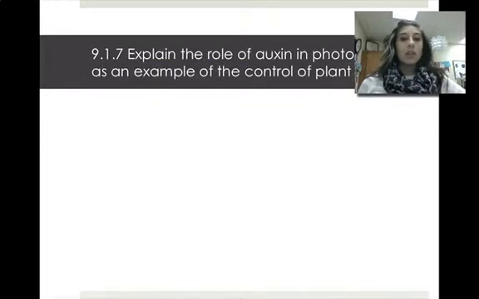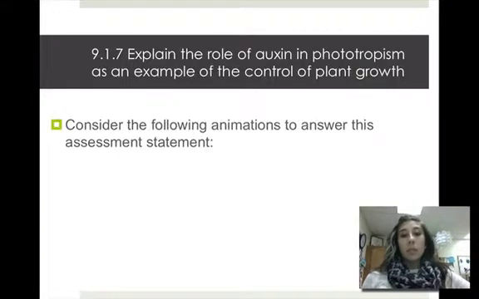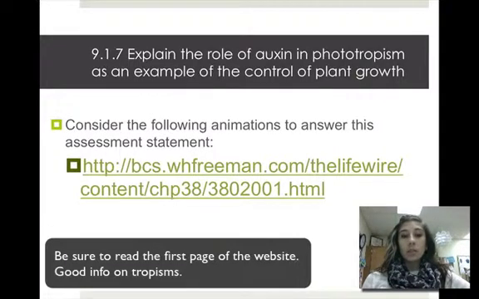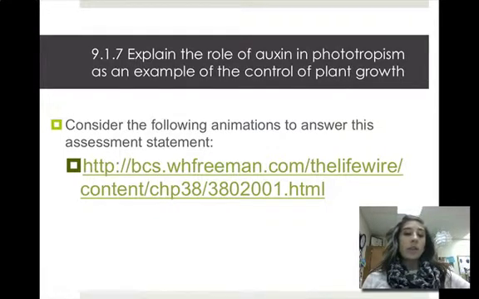And lastly, you're going to be looking through an animation from this website, so make sure that you pause this and write down this URL so you could type it in, and you're going to look at what a tropism is and what phototropism is. I'm sure that you can guess photo deals with light, but please take a look here to learn the role of auxin, which is a hormone that can help regulate the response to external stimuli as a plant grows.